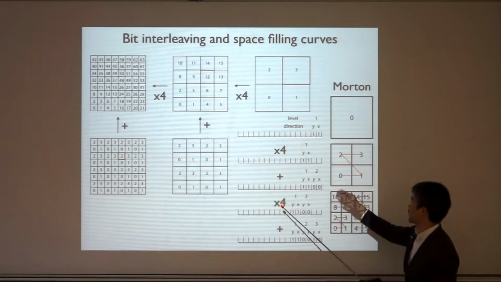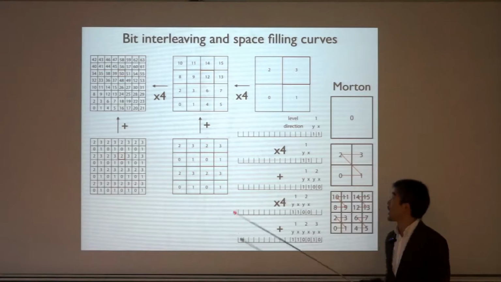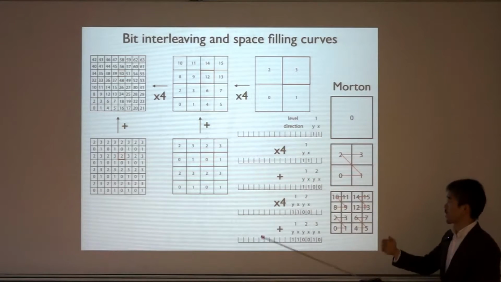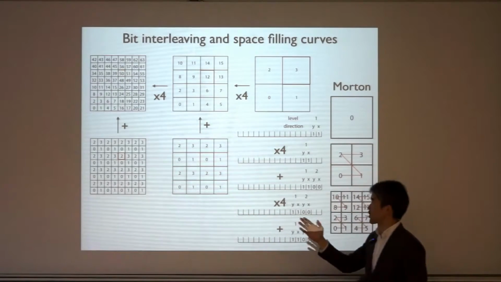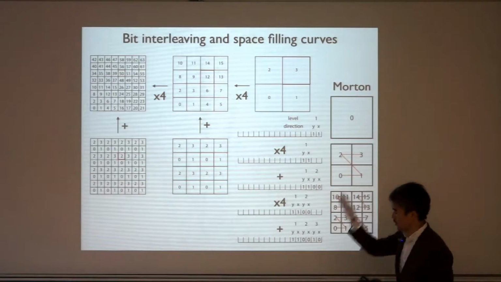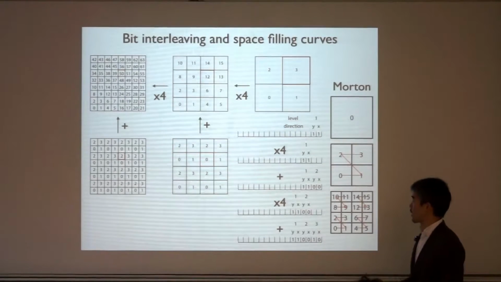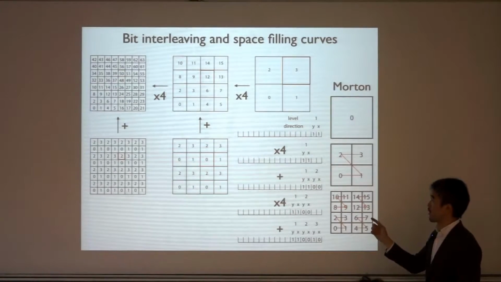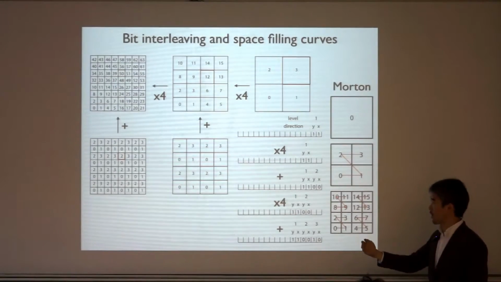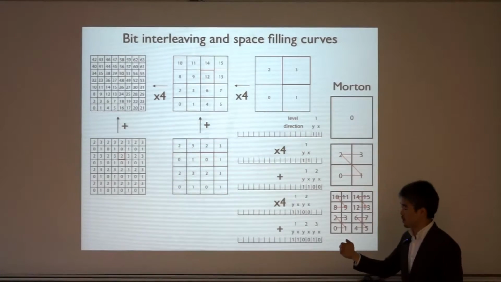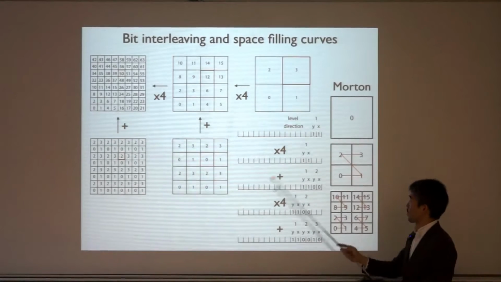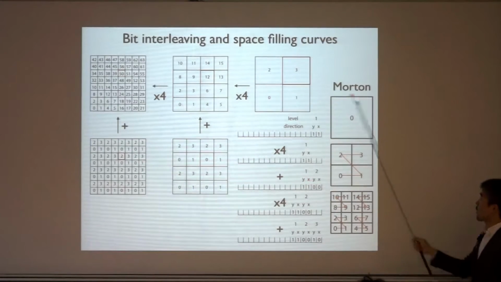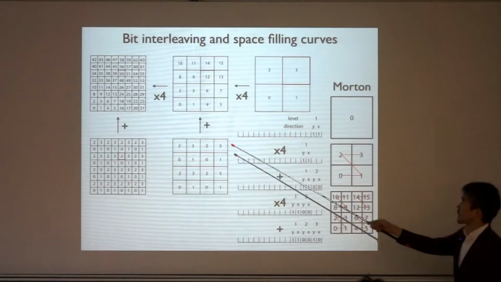So this number is actually interleaving the bits. This is called interleaving because you go x, y, x, y. And in three dimensions, you do x, y, z, x, y, z. You keep adding the 1 or 0 decisions based on whether it's on the lower side or the higher side. So it's a binary operation that goes level by level, z, y, x, in that order. So that will give you a unique index.